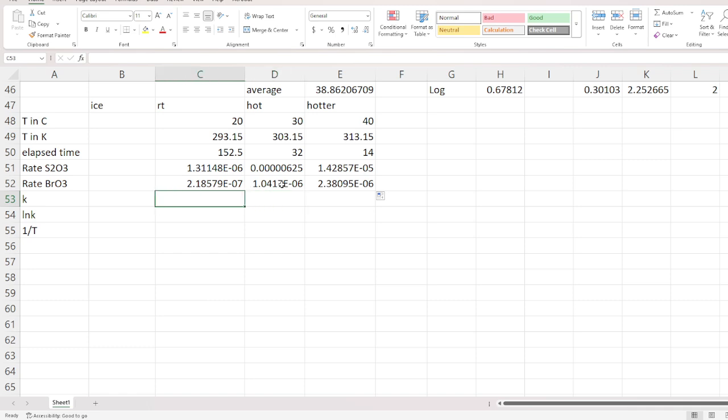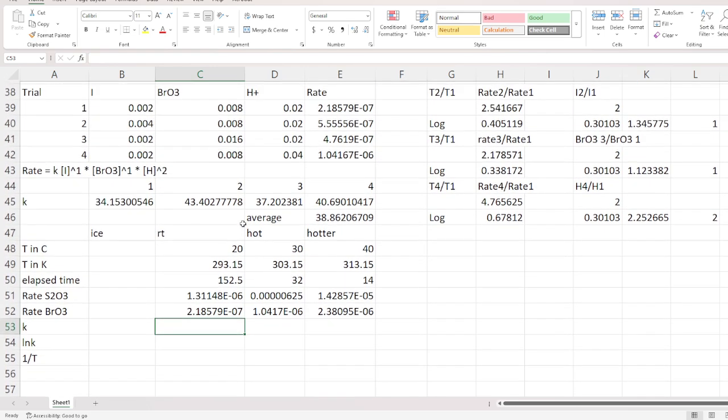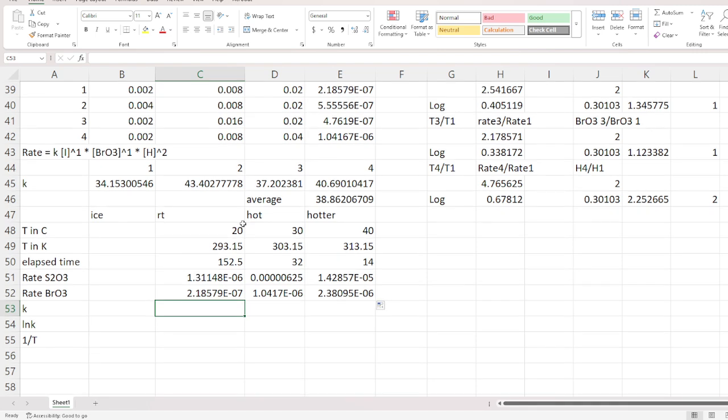Now to do our k, we have to assume the rate law stays the same. So the rate law here stays the same. So since it's all trial 1, we're going to take our rate divided by 0.002, divided by 0.008, and divided by 0.02 squared. And so I'm just dragging that over. There's my k constant. My k constant jumped up a huge amount, and it jumped up even more.